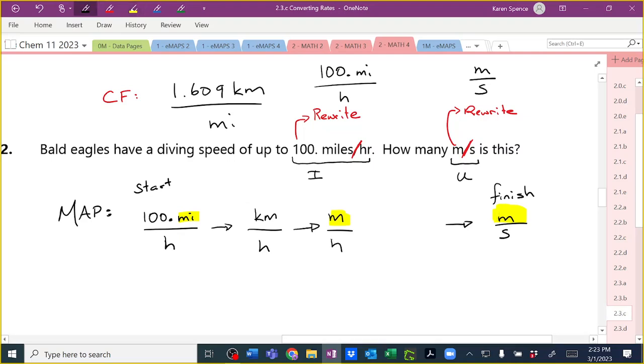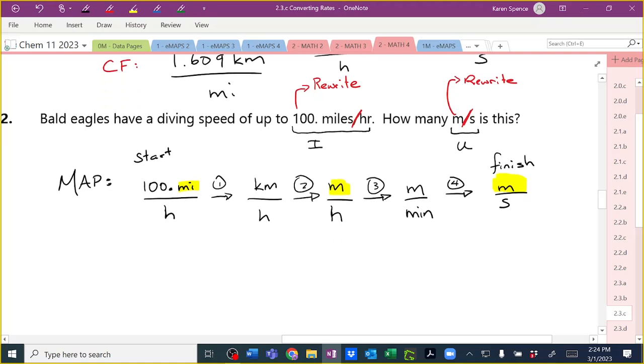What could we convert hours into to get closer to seconds? We could convert it into minutes. If you're one of those people who knows how many seconds there are in an hour, you could do this in 1 step, but we're going to do it in 2 steps. How many steps do we have all together? We have 4 steps, okay? 1, 2, 3, 4. Every time you have an arrow, you have a step.